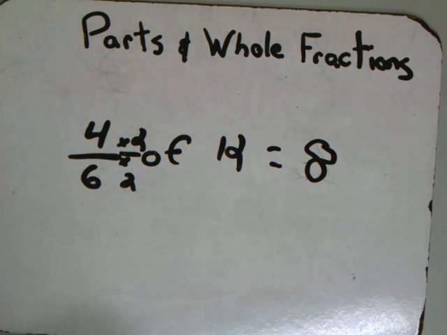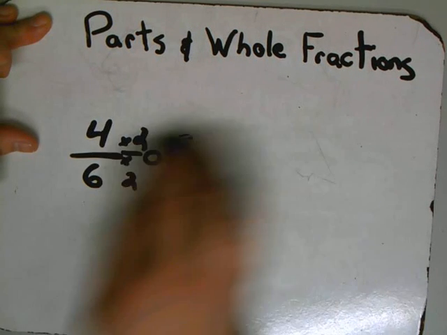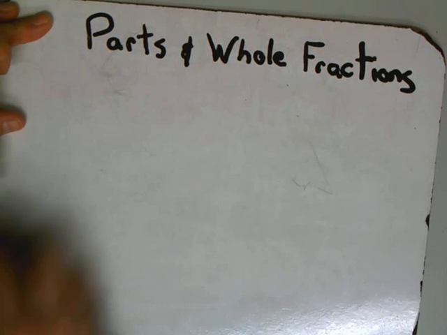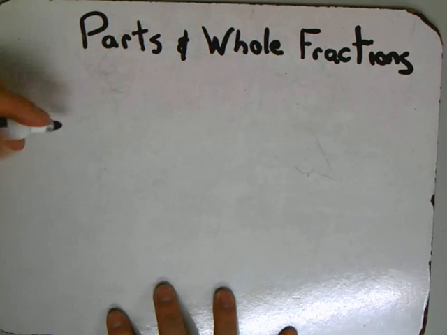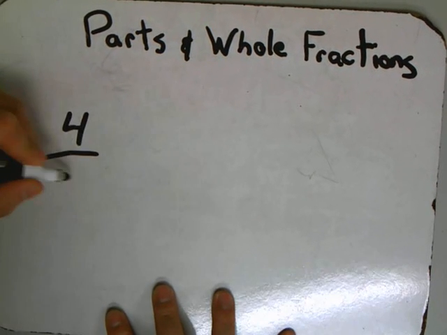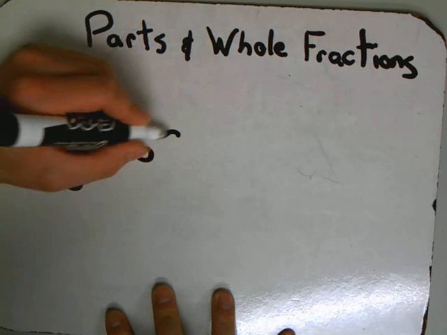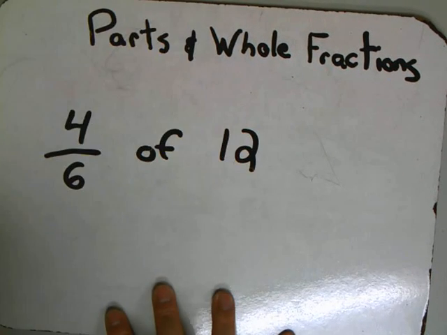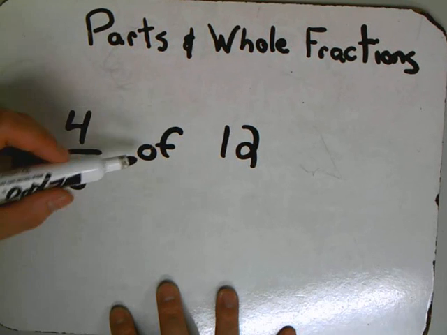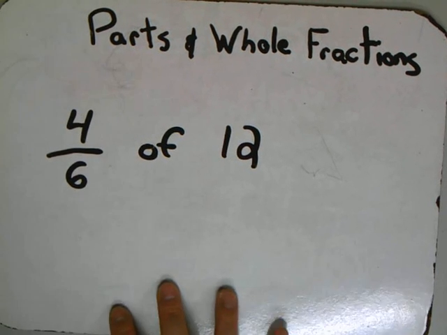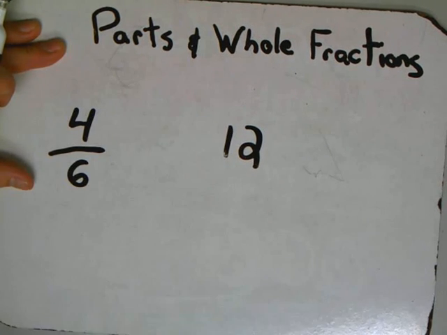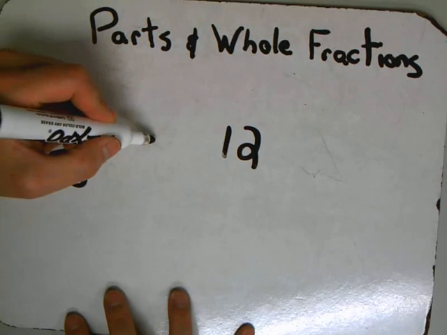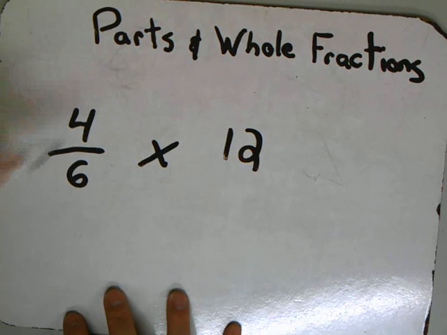Alright, and the last example I'm going to show you is probably the most mathematical way, and this is what you're going to need to know for 6th, 7th, and 8th grade parts and whole fractions. Let's take the same problem one more time. 4/6 of 12. When you get into the upper grades, you're going to know that "of" means the same thing as multiplication. So, I could erase my "of," and I could just put my times sign or my multiplication symbol. Now I'm taking 4/6 of 12 or 4/6 times 12.